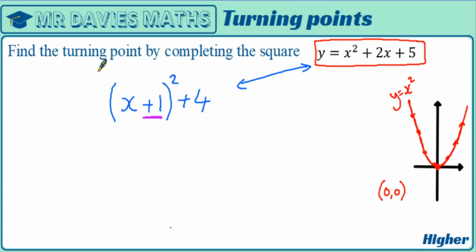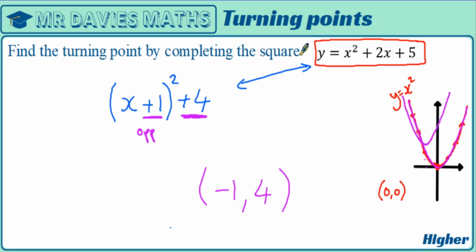I'm actually interested in this number here, and I'm interested in this number here. They're going to make up my minimum point. So my minimum point, or my turning point, is going to be the opposite of this value. So positive 1, obviously, is going to be negative 1, and the actual value of this one, so 4. So I now know that this x squared graph has actually moved minus 1 and then up 4.